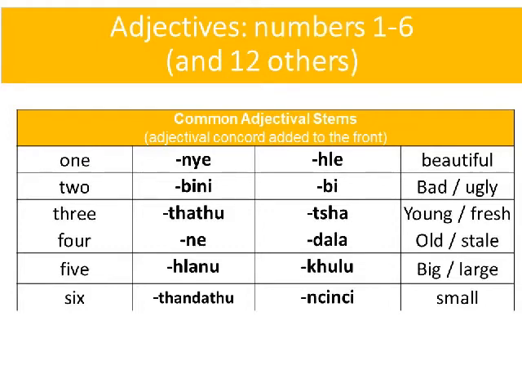And then there's a few very common adjectives that get used. So the stems here again, hle for beautiful, bi for bad or ugly, cha for young or fresh, and quite often it's used in Xhosa when somebody would look at you and say, oh, you're looking fresh today, which means you're looking happy and unburdened. Dala, which is for old or stale, kulu, which means big or large, and ncinci, which is the stem for small.